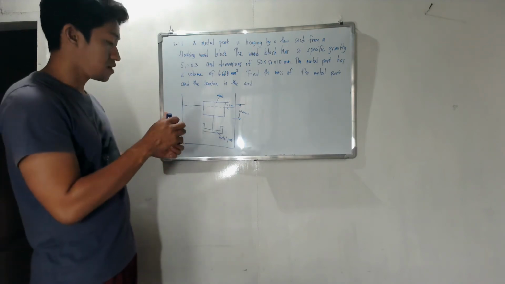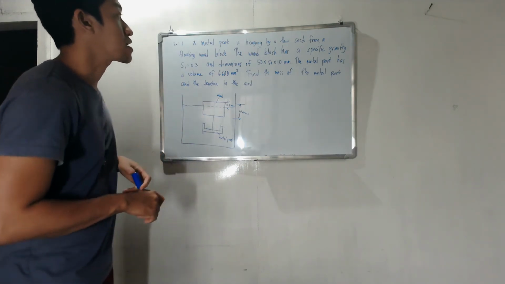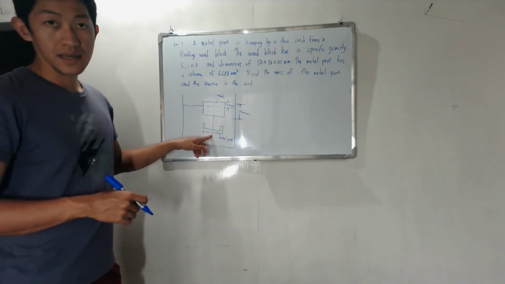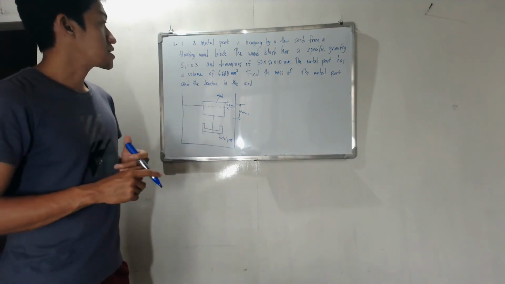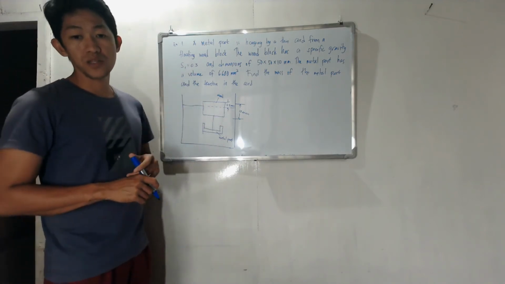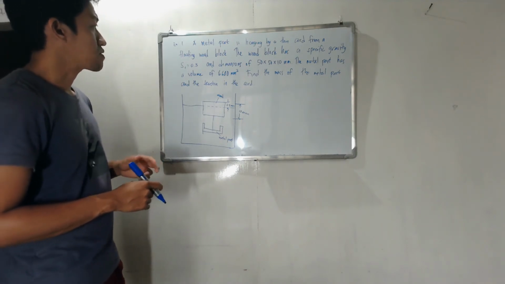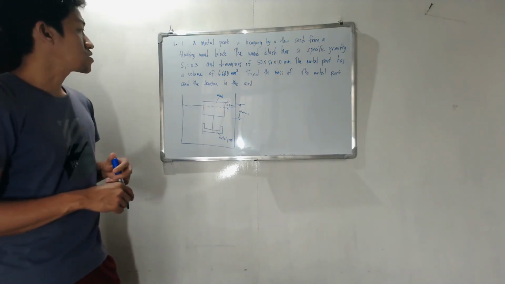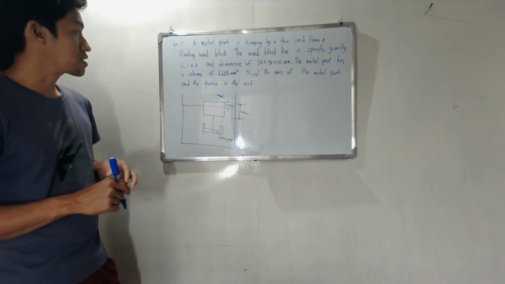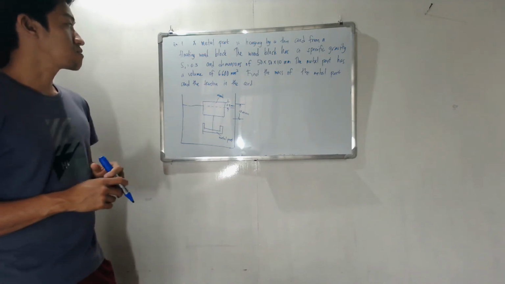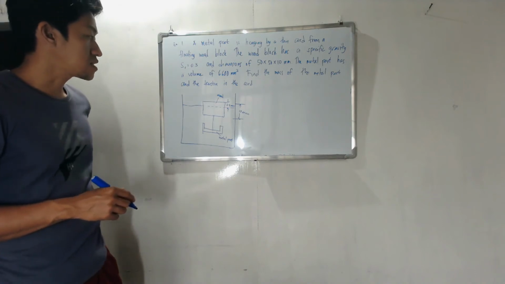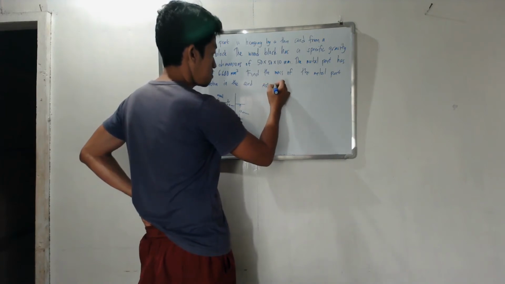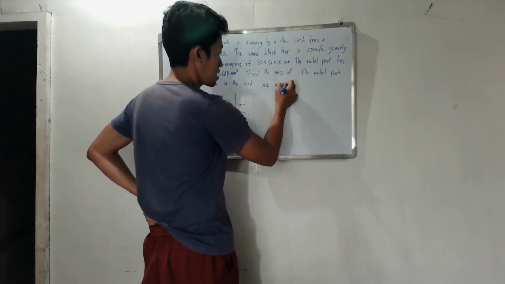Okay, so this is the example. You have a metal part that is hanging by a thin cord from a floating wood block. So this is the metal part and this is the wood. The wood block has a specific gravity of 0.3 and dimensions of 50 by 50 by 10 mm. The metal part has a volume of 6,600 cubic millimeters. Find the mass of the metal part and the tension in the cord. So what is asked in the problem is the mass and the tension.